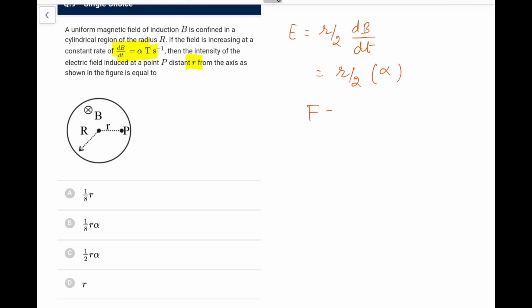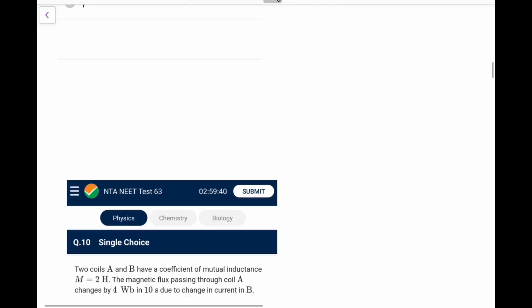So then the intensity of the field, if you are just asked the intensity of the field, that would be equal to alpha r by 2. Go for option C. So here you need to remember that the induced electric field expression at an inside point is this much, E is r by 2 dB by dt.